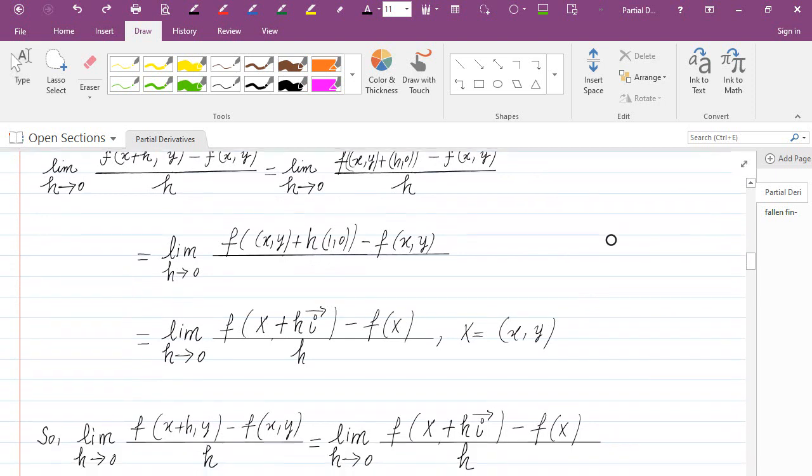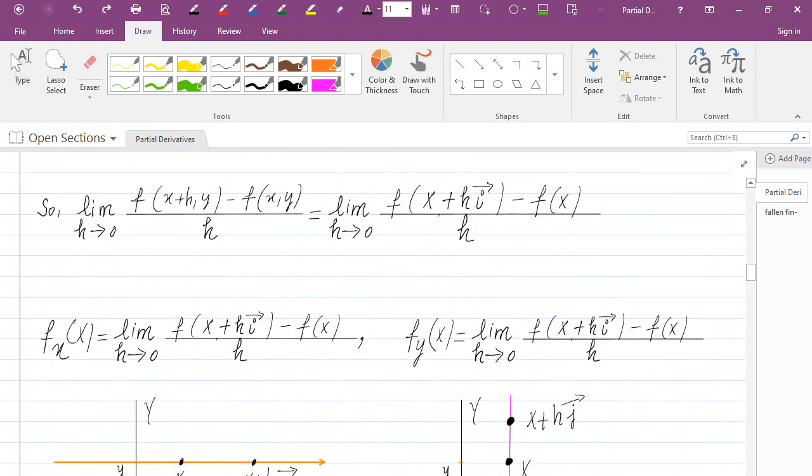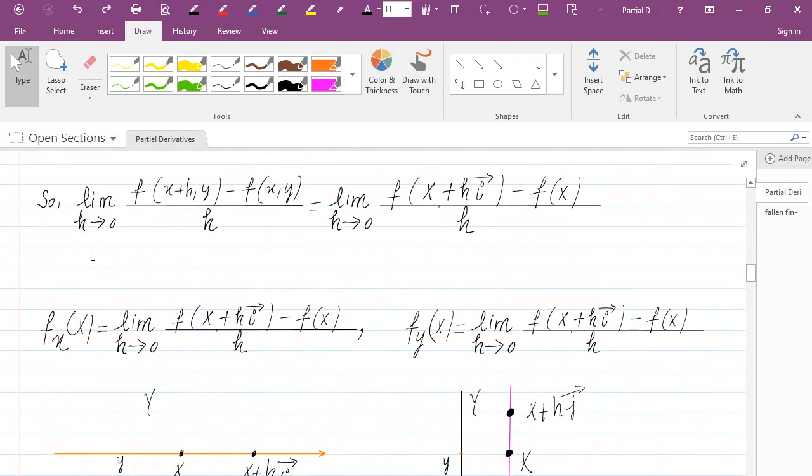And then finally I can rewrite this term as f of capital X plus h times the vector i. Recall that i is the vector (1, 0), a unit vector in the direction of the positive x-axis, and capital X is (x, y). So we can rewrite this limit as the limit as h goes to 0 of f of capital X plus h i minus f of capital X over h, where capital X is (x, y).